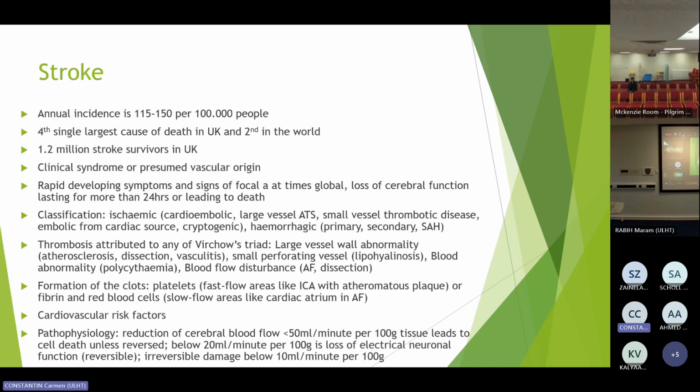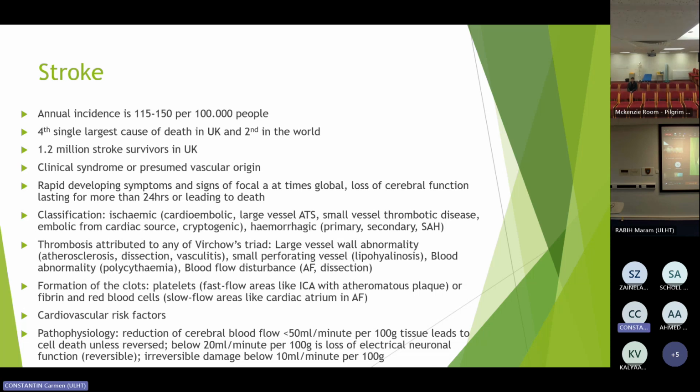So stroke itself, unfortunately, is affecting, actually not producing, affecting quite a lot of patients within UK. It is considered the fourth single largest cause of death and the second cause of death worldwide.